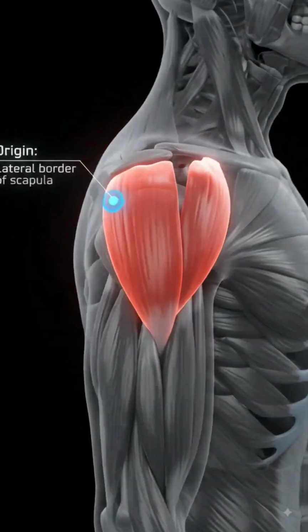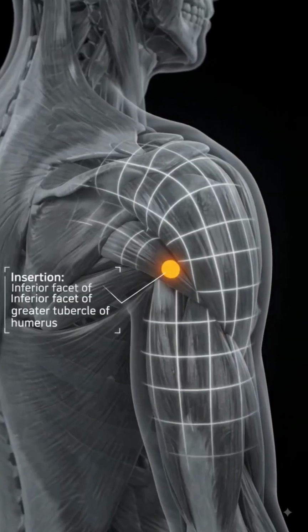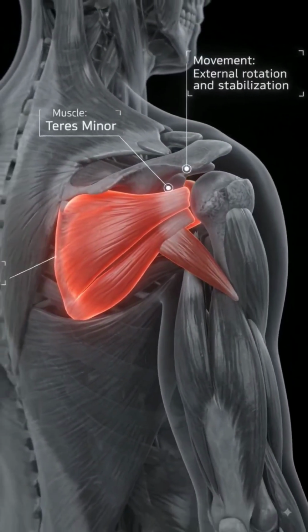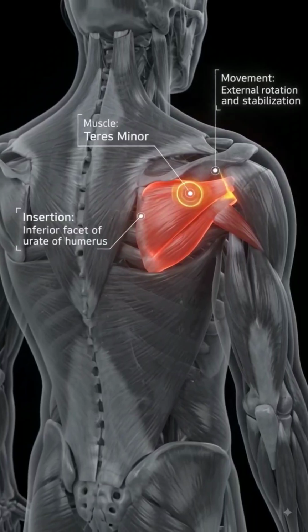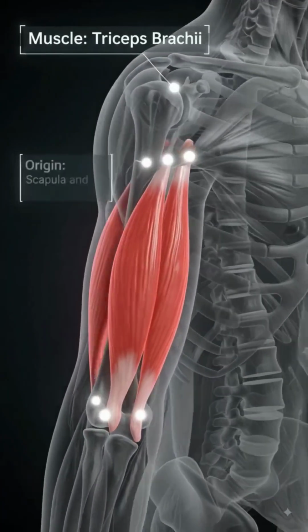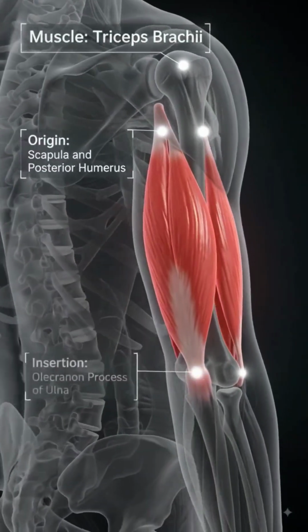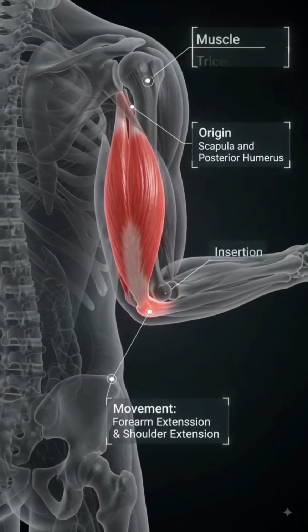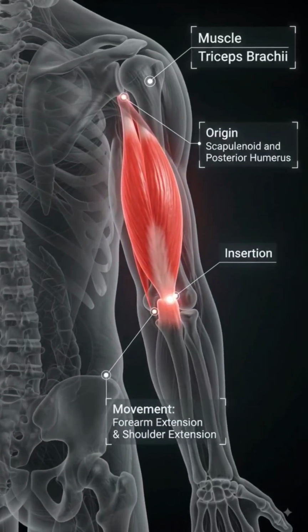Teres minor. Origin, lateral scapula. Insertion, greater tubercle of humerus. Movement, externally rotates and stabilizes the shoulder. Triceps brachii. Origin, scapula and posterior humerus. Insertion, olecranon of ulna. Movement, extends the forearm and assists shoulder extension.